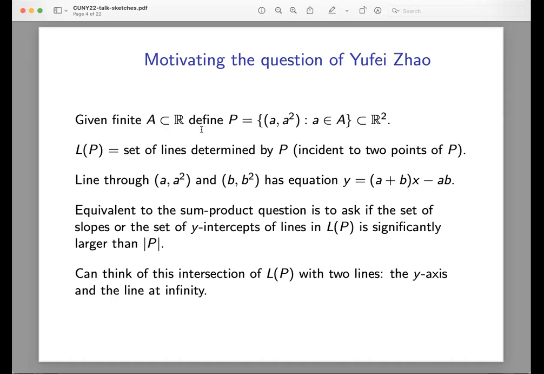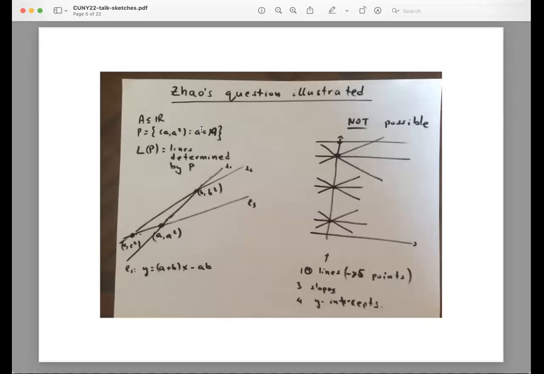I will state it carefully in a second, but Yufei Zhao asked whether this always happens. If you have a point set that is not on a line, so something like the parabola, is it always the case that the set of lines LP intersects two other lines, at least one of the two in a number much larger than the number of points? Here is a very badly drawn slide, but it basically tells you, you have the points on the parabola on the left side of the slide, then you determine a line when you have two of them on it, and on the right-hand side is what cannot happen: that you simultaneously have very few slopes and very few y-intercepts.